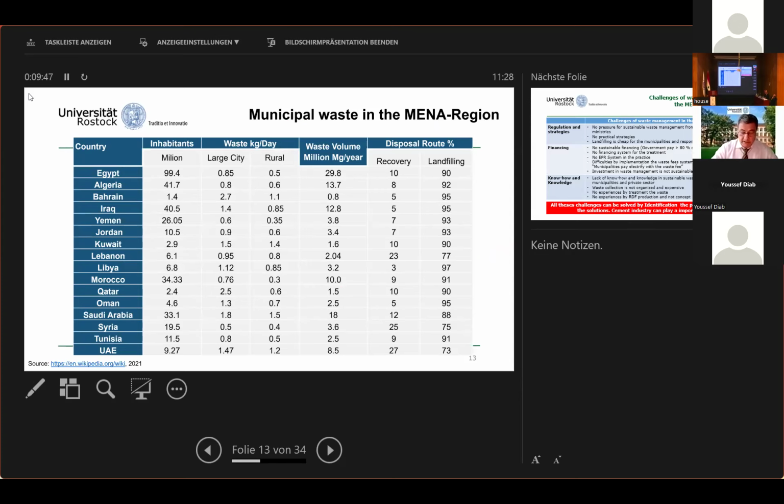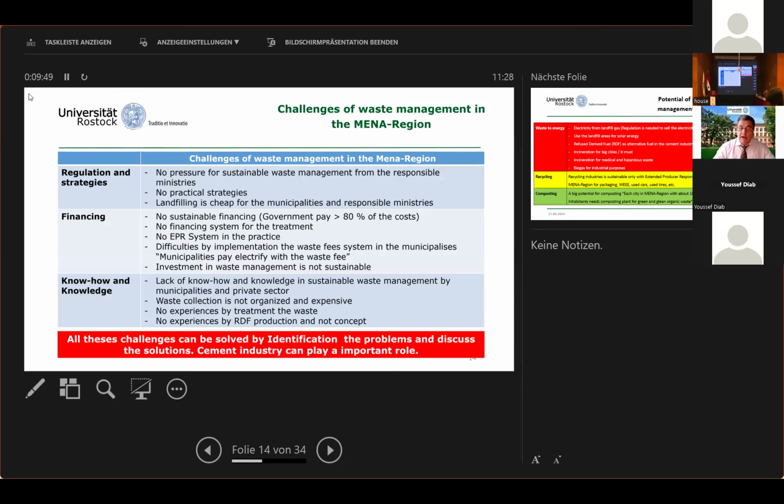We know the MENA region very well. But again, the challenges we have. Regulation: there is no pressure for sustainable waste management on the responsible ministries. In most of the countries, there is no pressure. There is no practical strategy. Yes, we develop strategies, but these strategies cannot be implemented.